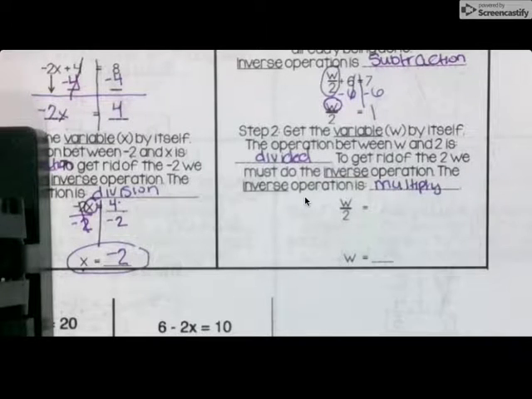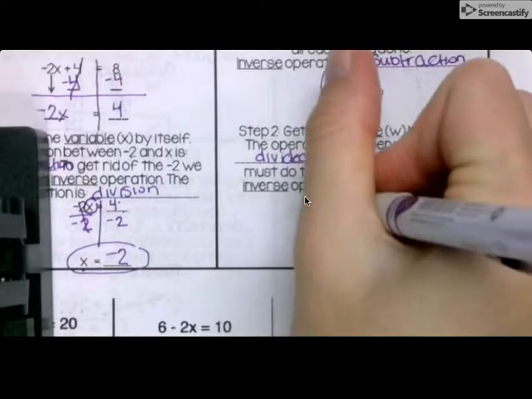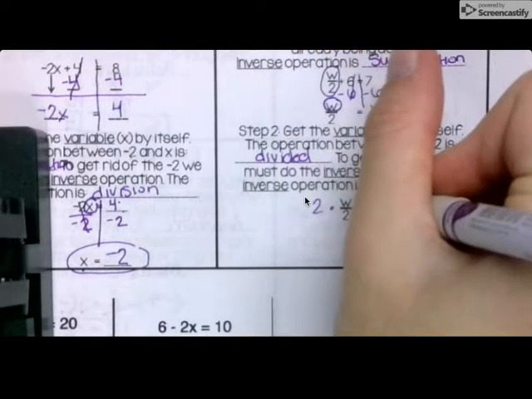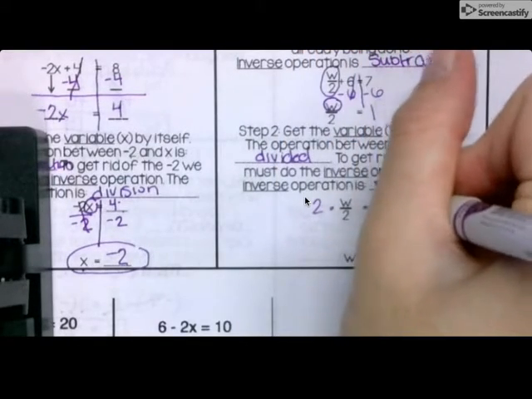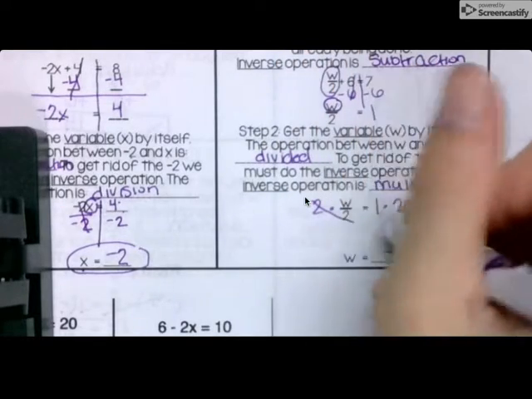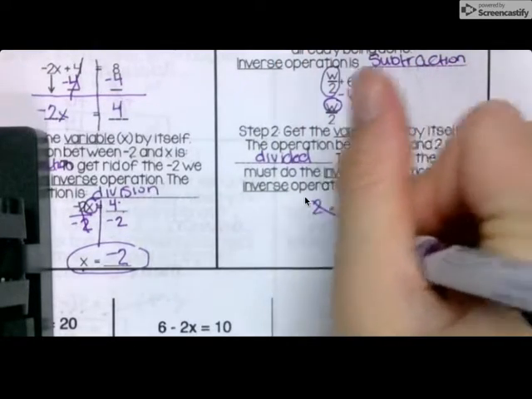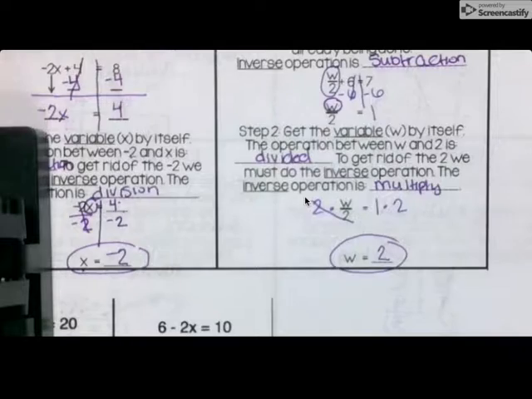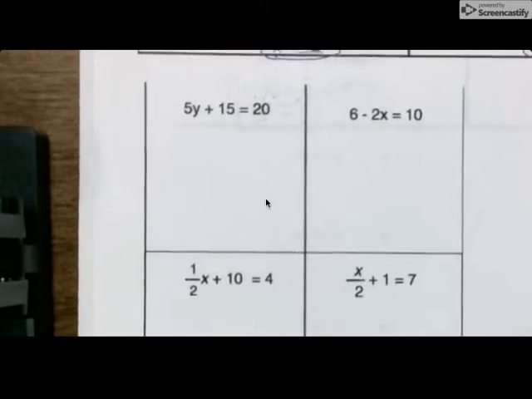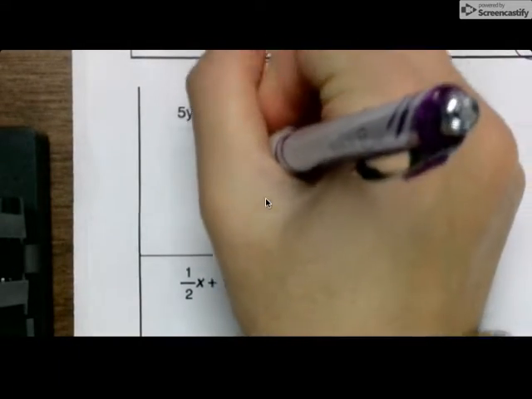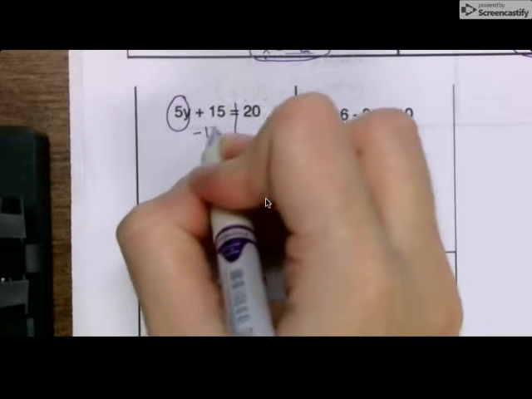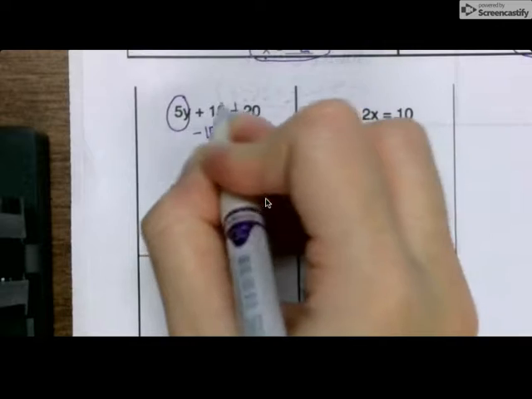Okay. To get the variable by itself, we would need to multiply. So I'm going to times by 2 on both sides. That makes a 1 pair, and I'm left with W equals 2. Okay? Then for the bottom, we're going to do the same thing. I'm going to draw my line, circle my term with my variable. What's the inverse? Minus 15.